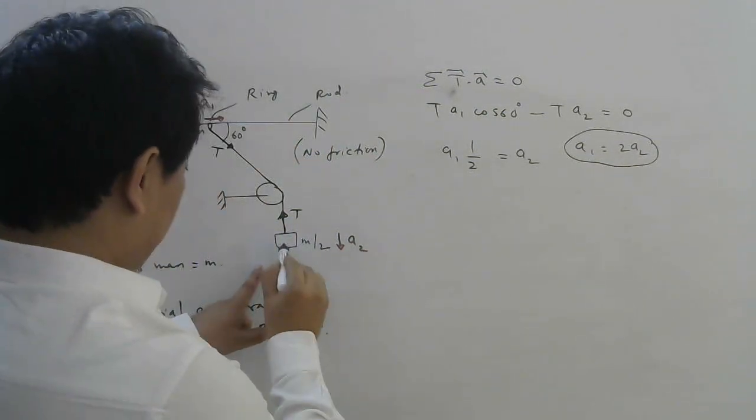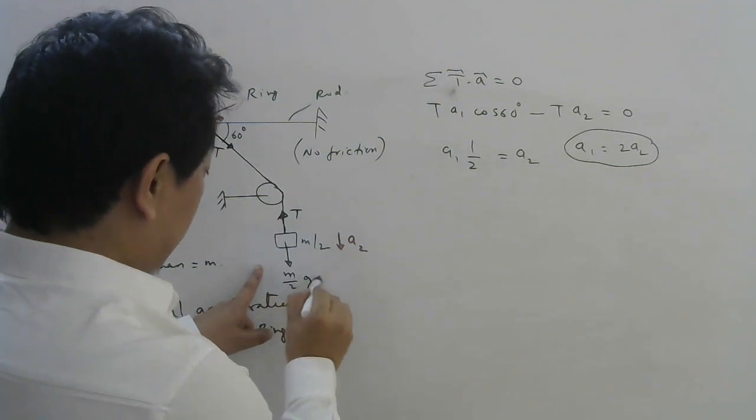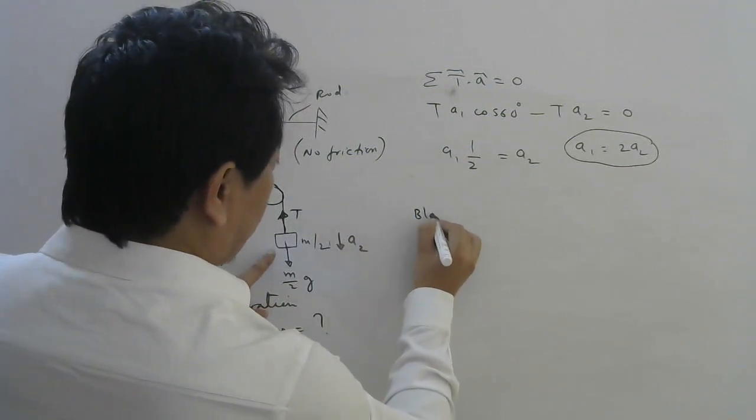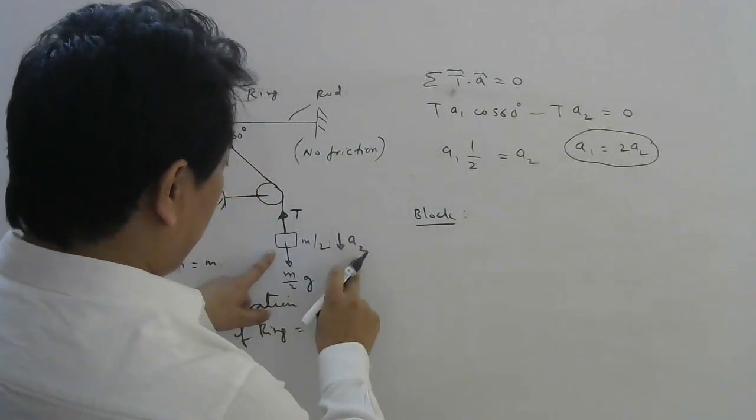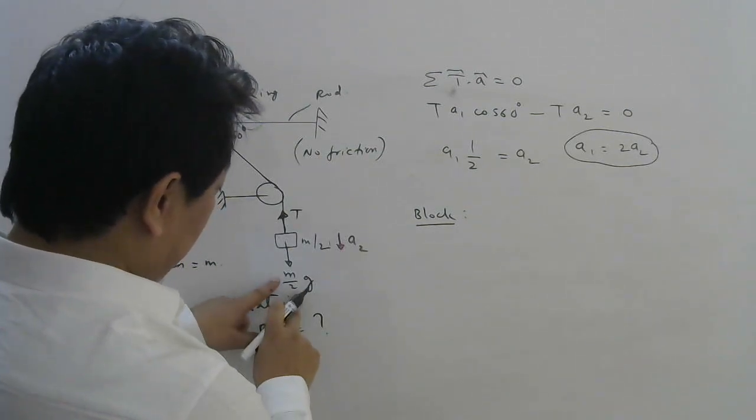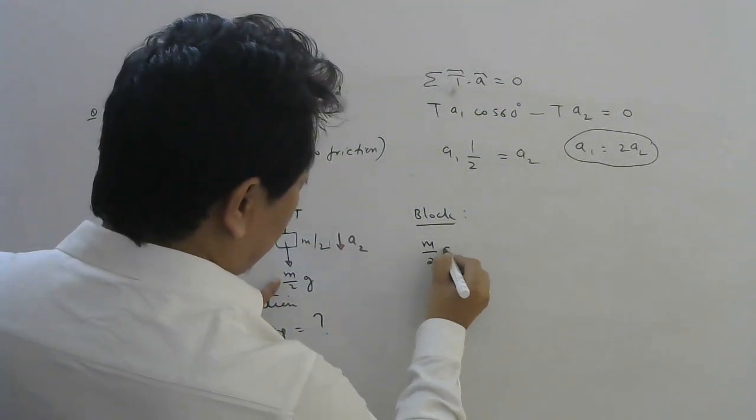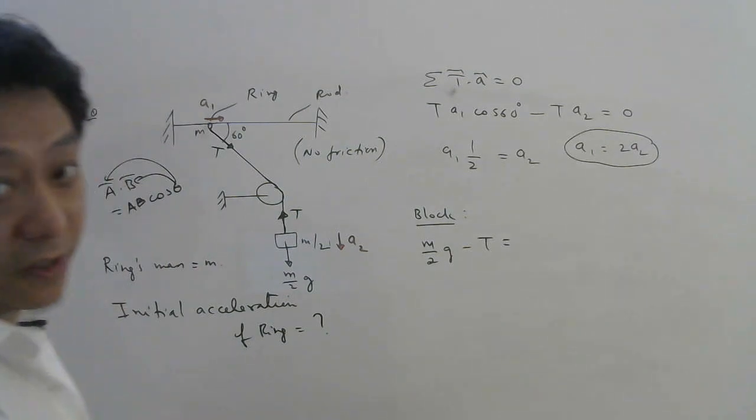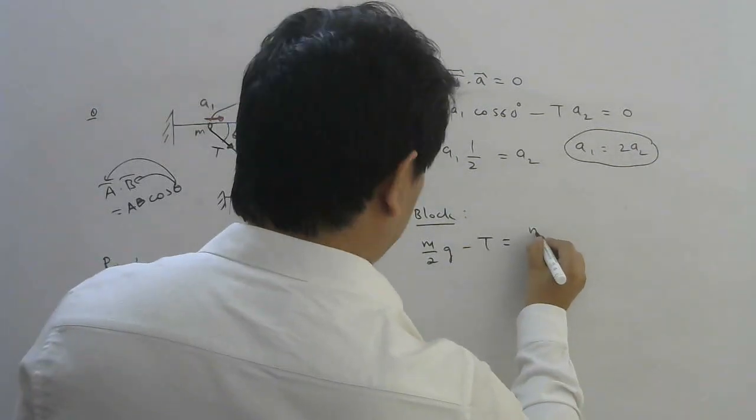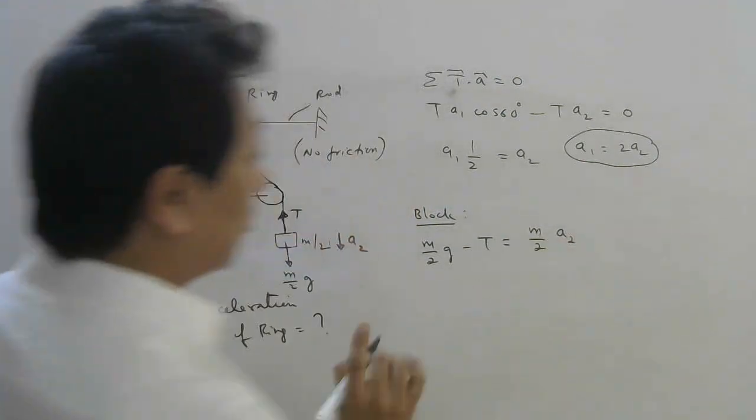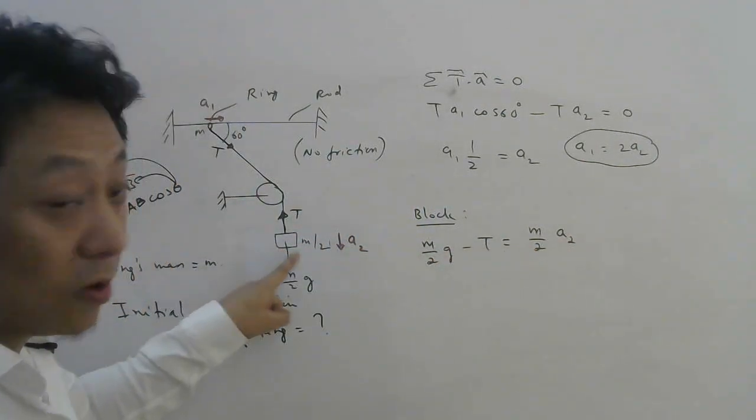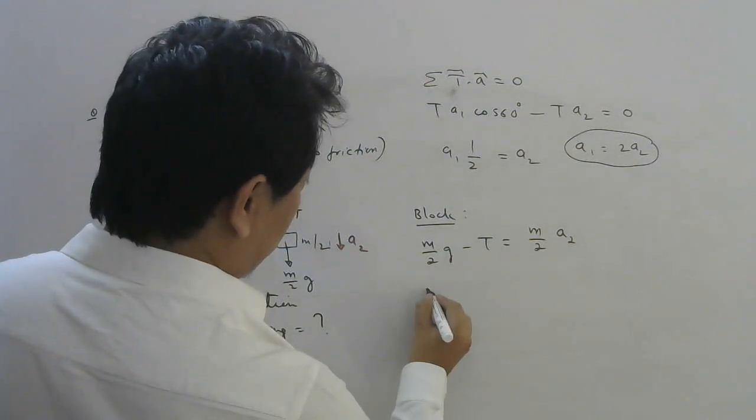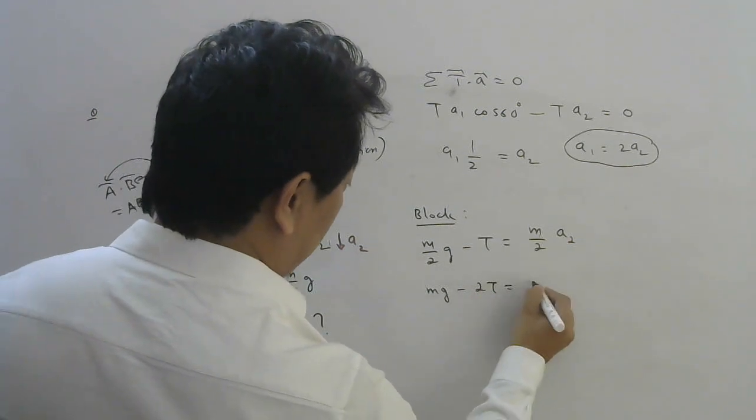Now apply Newton's law to this. M by 2 g is the weight. Acceleration is down, so let's use Newton's law for this block. Net force should be Ma. Acceleration is down, so net force should be down, so this force should be greater than this. So total is M by 2 g minus tension equals mass M by 2 into A2. Please don't forget to write M by 2, because the mass of this block is half the mass of the ring, remember. So I can multiply with 2. So this is mg minus 2T equals m a2.